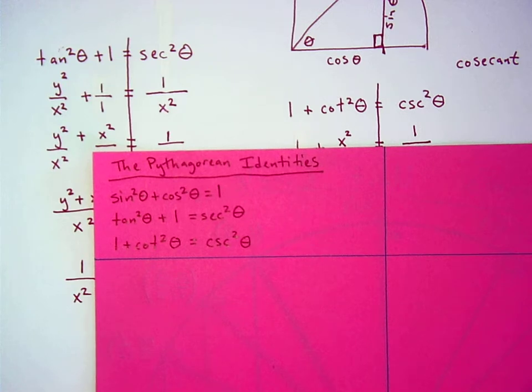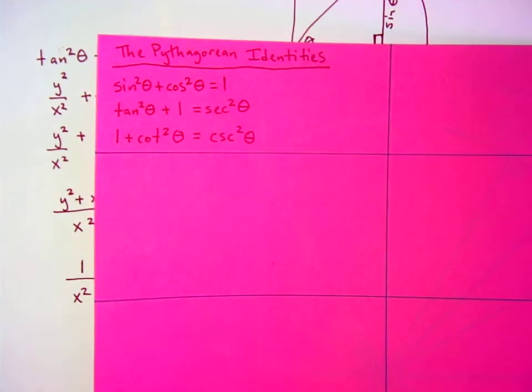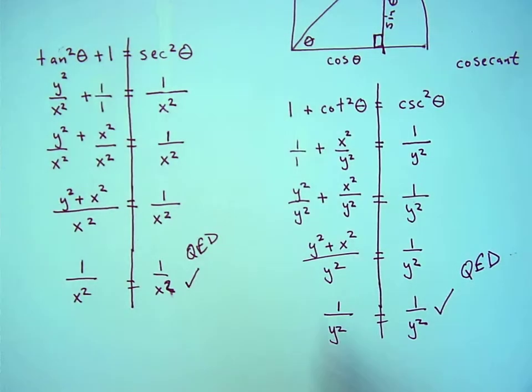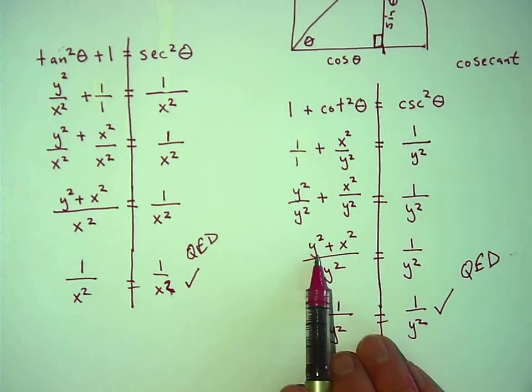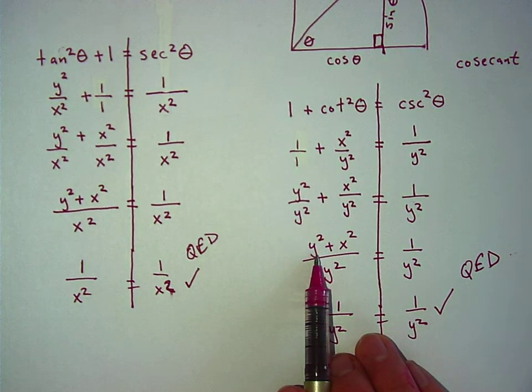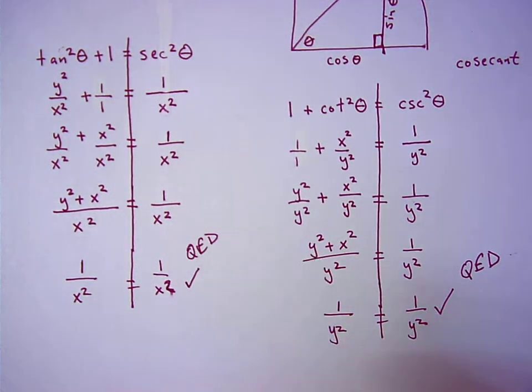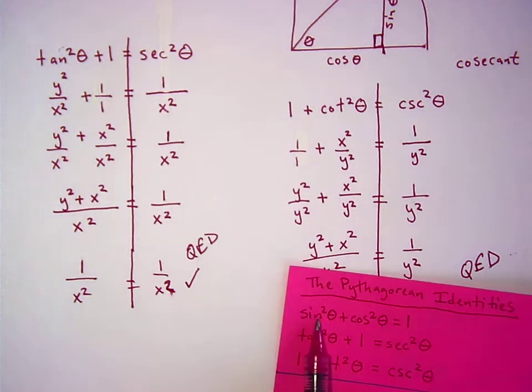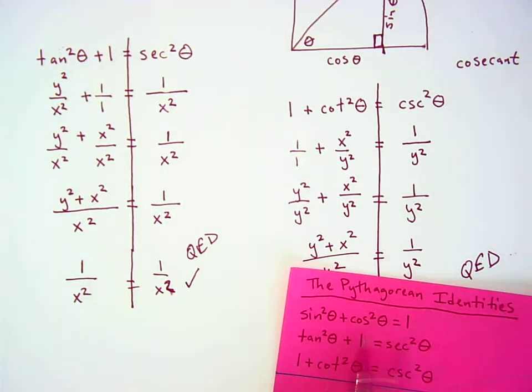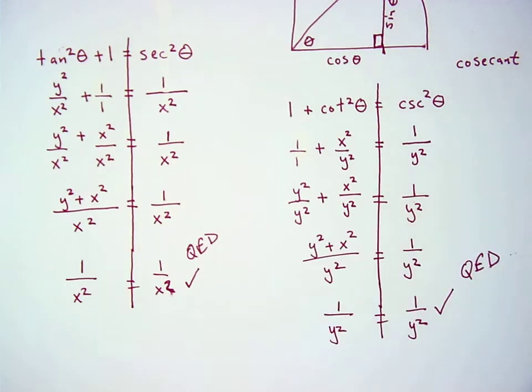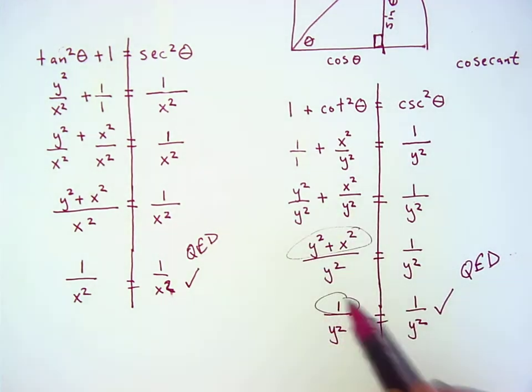Good point, Kyle. Can you explain the last step you did? Yeah, so y squared plus x squared is the same thing as sine squared plus cosine squared. And we already know that sine squared plus cosine squared, because of the Pythagorean theorem, equals 1. So I just replaced this and this.